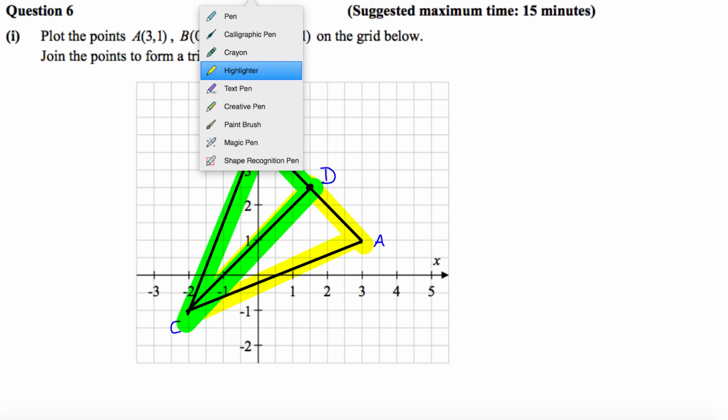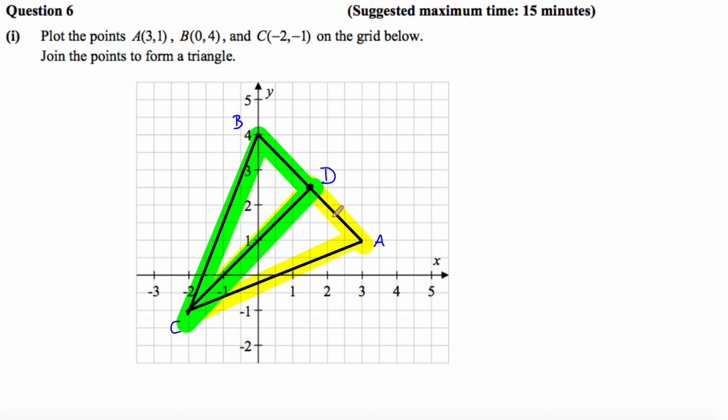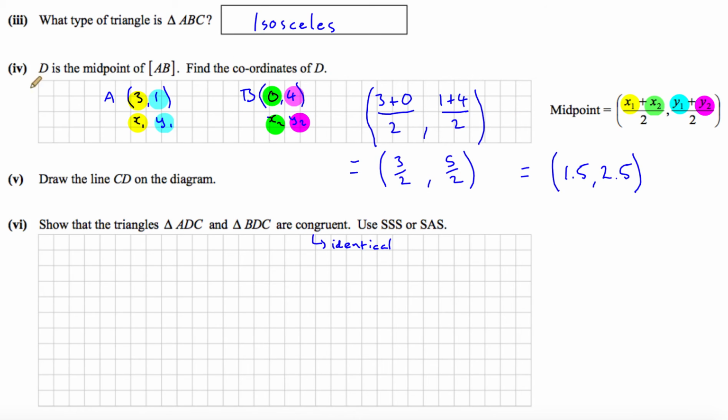So we can see here that the line CD is in both triangles, so that's one side that's in both. So we can say that the length of CD is equal to the length of CD, and we give our reason: that's in both triangles. So that's one side done.